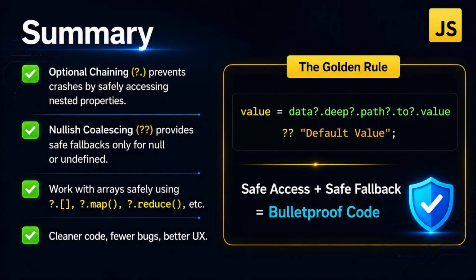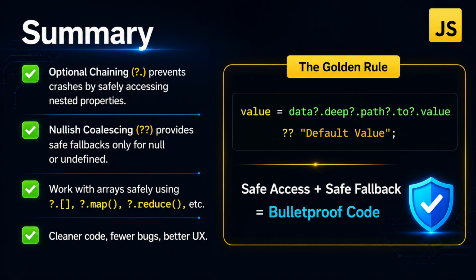Let's summarize the practical rules. Use optional chaining when a nested field is optional. Use nullish coalescing when you need a default value, but still want to preserve 0, false, and empty strings. Use safe array access when working with API lists. And remember, safe access does not replace validation. Your application should distinguish between optional data, loading data, failed requests, and invalid required data.